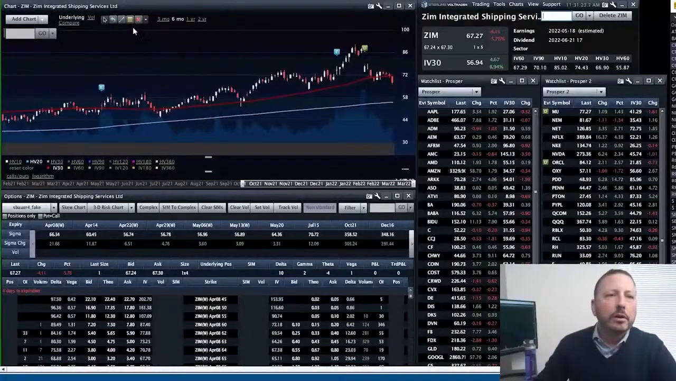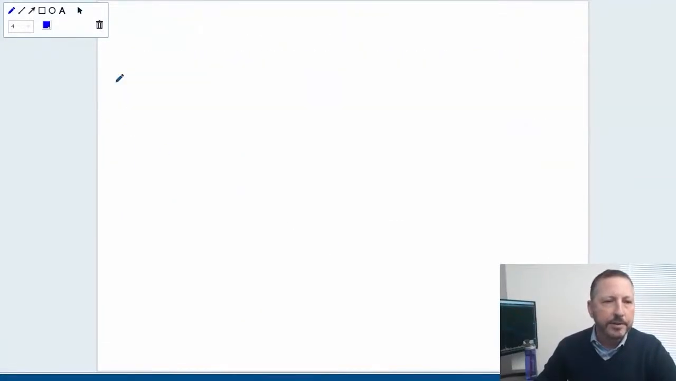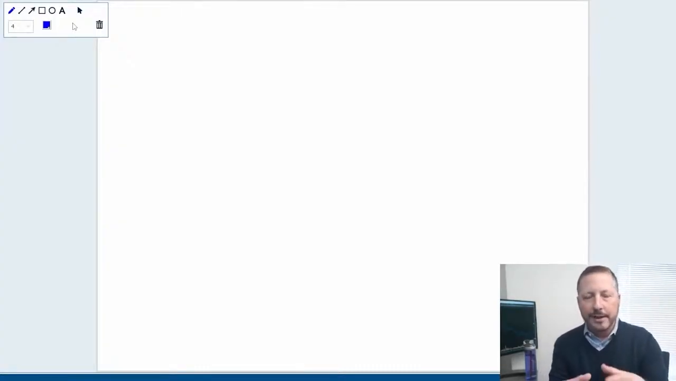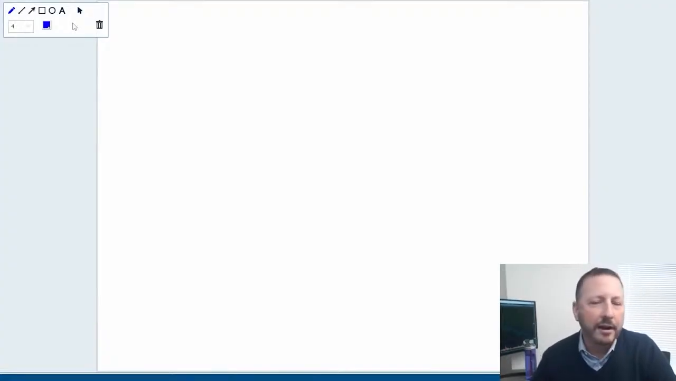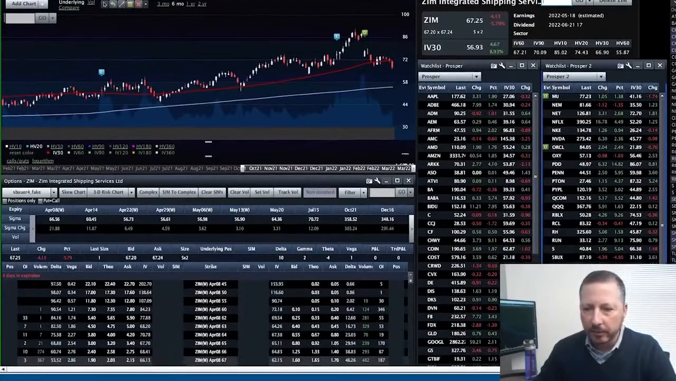In a long butterfly position, what you're really trying to do is almost hit the bullseye, or pin the tail on the donkey, if you will. What do I mean by that? Well, let's take a look at Tesla for a second. Let's say we're bullish, and a butterfly can be set up with any sort of direction, any sort of bias: bullish, bearish, or even neutral.